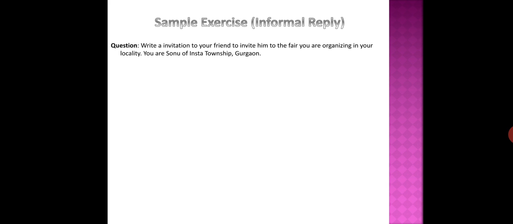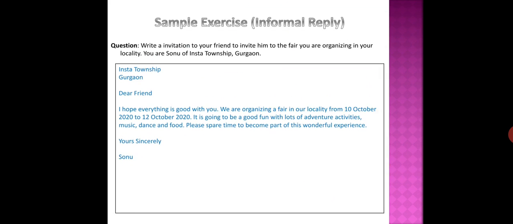So, sample exercise for informal reply: you have to write an invitation to your friend to invite him to a fair that is being organized in your locality. So the name of the sender and the address have been mentioned here. So here is the sample solution for the exercise. Insta Township, Gurgaon, that is the sender's address.